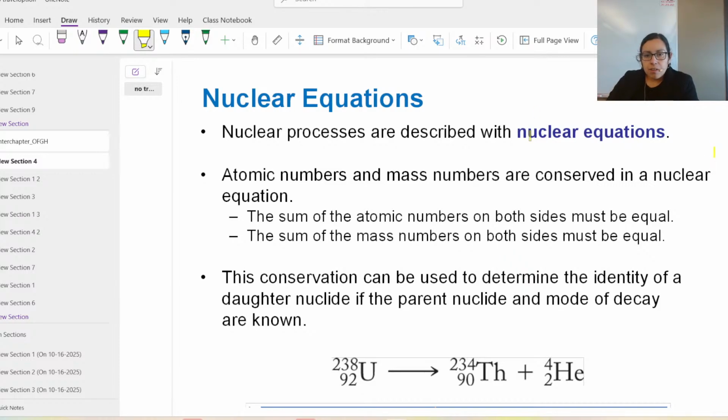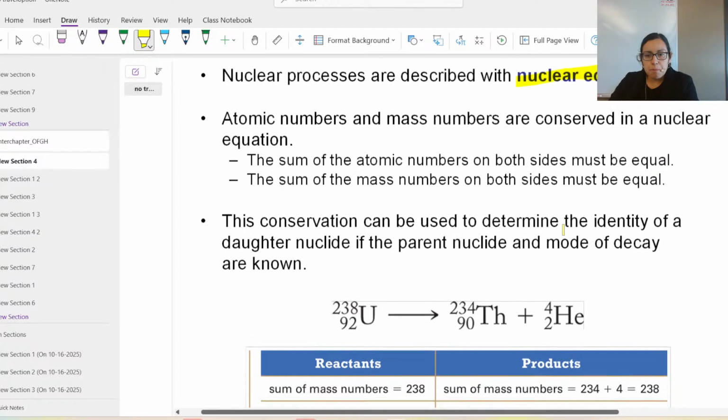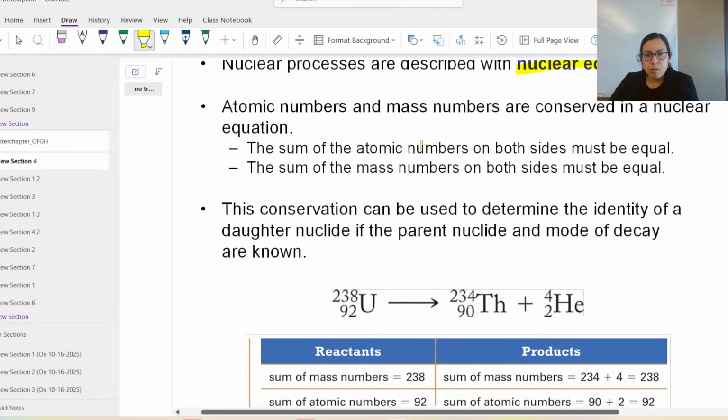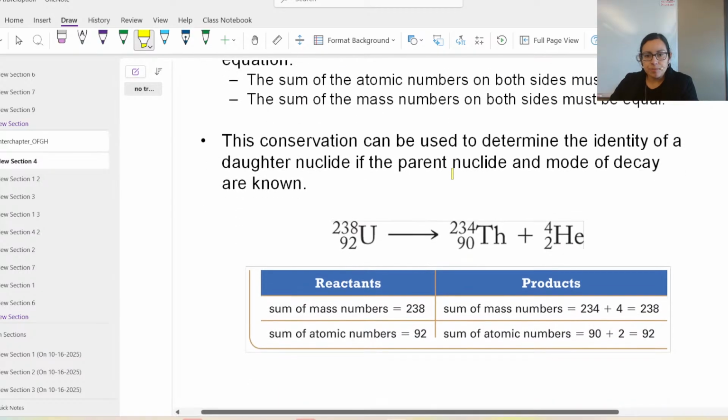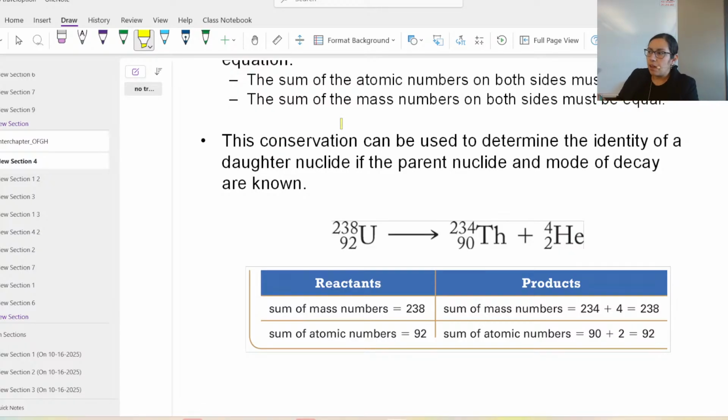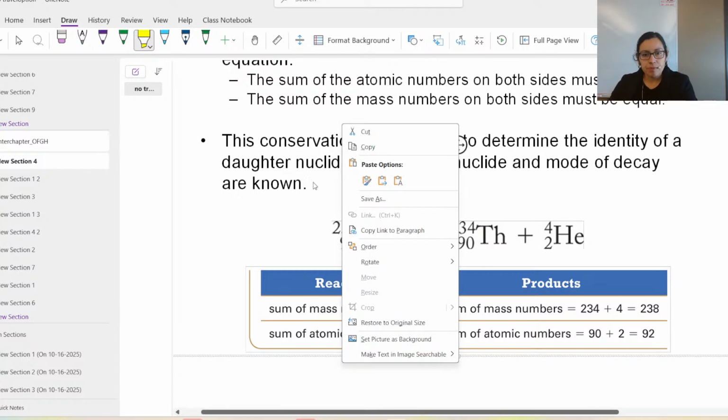And so like we already saw, these nuclear equations are pretty useful for balancing. So like we saw, the sum of our atomic numbers has to be equal, same with the sum of our mass numbers. And so you could also be given a word problem, right? Like uranium-238 undergoes alpha decay. What's the other product? And then that's how you could determine it was thorium-234 there.